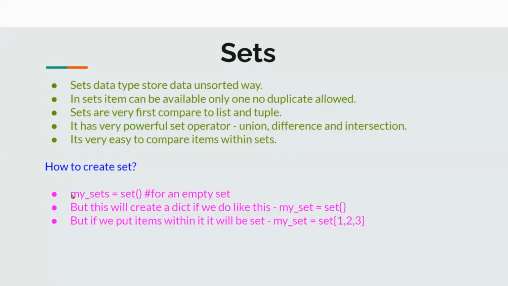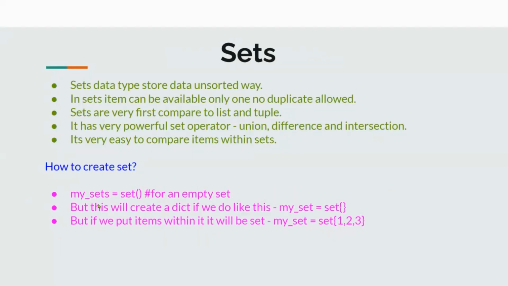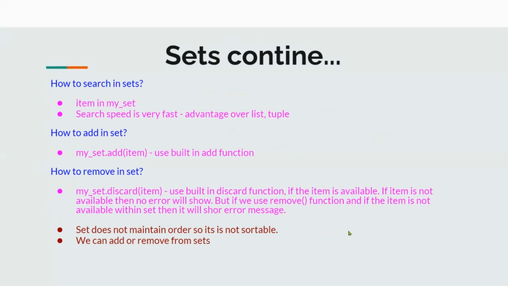So now, how do you create a set? This is how you can create a set: the name of the variable equals set() for an empty set. And this is a very tricky part. If you create it like this, my_set equals curly braces, this will be created as a dictionary, not a set. For an empty set, it has to use the parentheses, like set(). But if you use the curly braces, it will be a dictionary. The Python interpreter will say it is a dictionary. But if you put items inside the curly braces, it will be a set. So this is a very tricky part. Make sure you remember this.